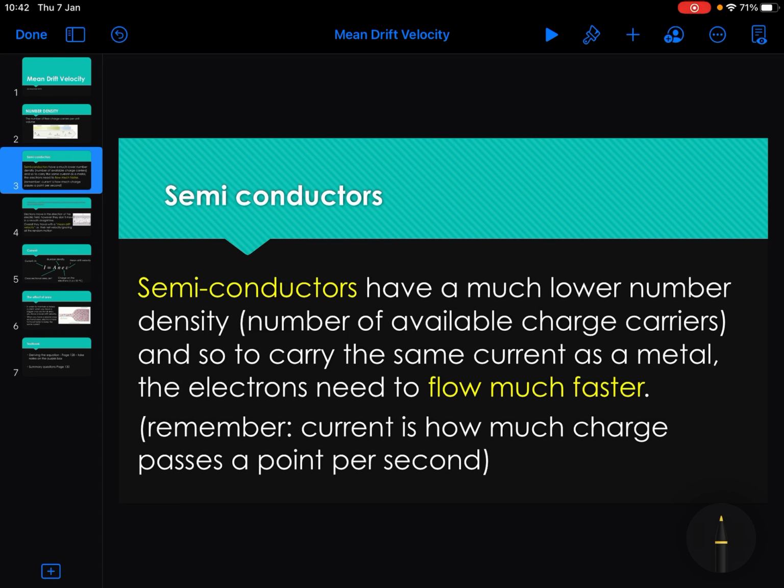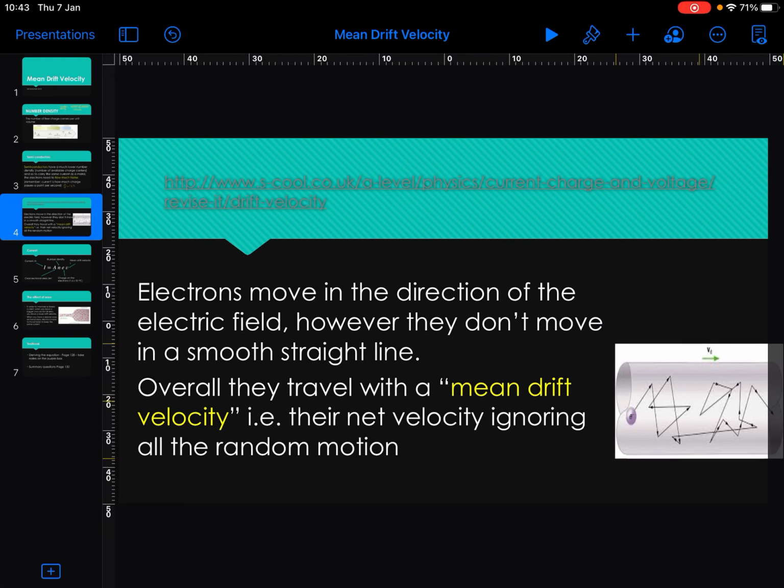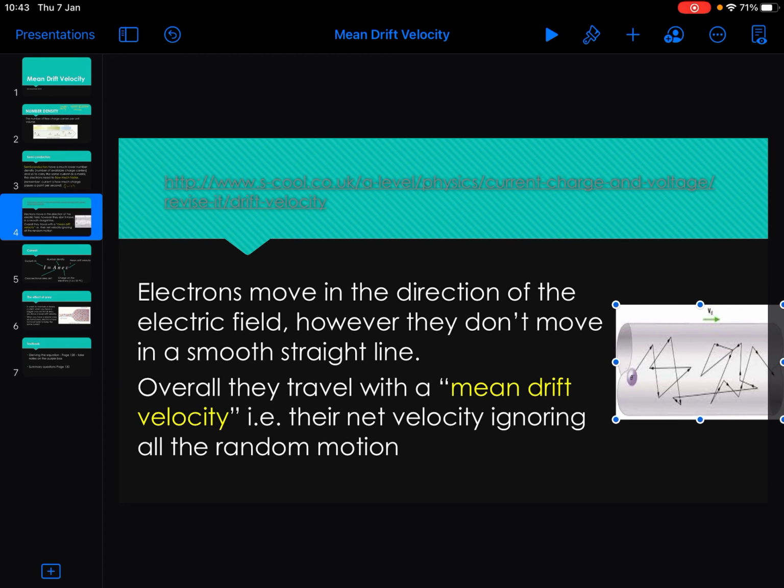If you can please make a note there, and you've also got that reminder of the equation, Q equals I times t. So current is how much charge passes a point per second. So going on to our next bit, electrons moving. You can see we're all kind of linking here with the number density. Let me just move that out of the way, it's slightly blocking. There we go.